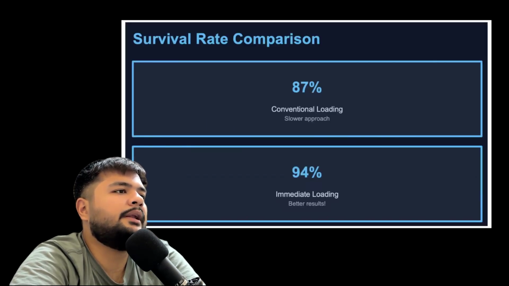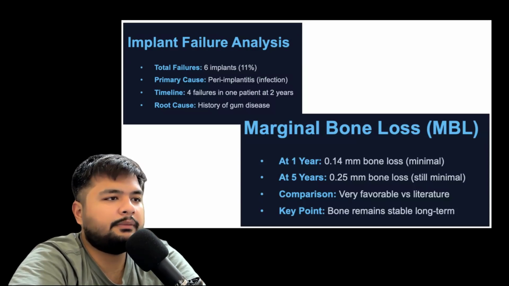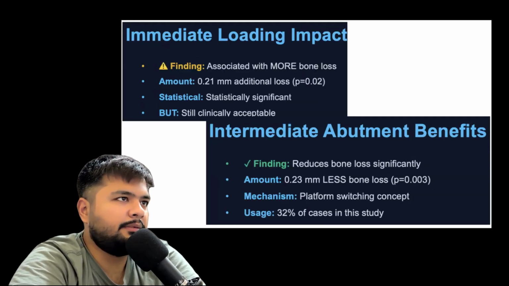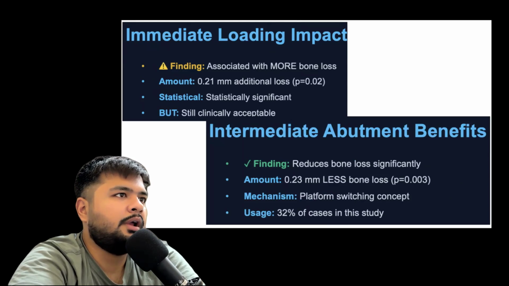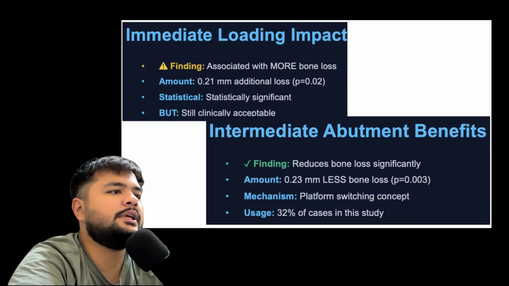Then coming to the survival rate comparison, 85% conventional loading and 94% immediate loading. Then coming to the implant failure analysis, total failures six implants, primary cause peri-implantitis. There were 4 failures in one patient at 2 years and two in the other one. And the marginal bone loss at 1 year was 0.14 mm, minimal. At 5 years, 0.25 mm bone loss, still minimal. And immediate loading was associated with more bone loss, and the intermediate abutment benefits reduce the bone loss significantly.